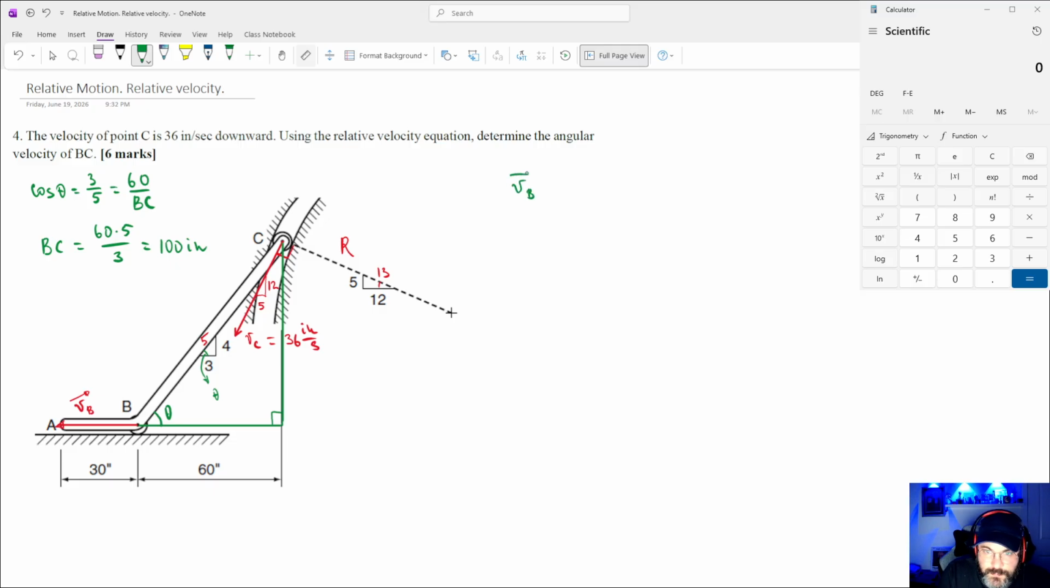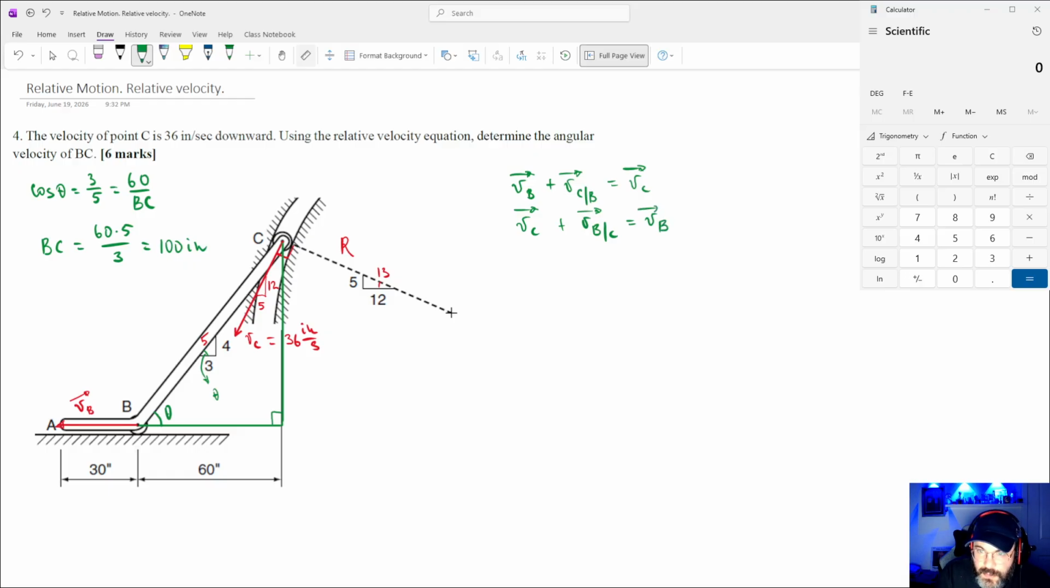Okay, good. So now let's write the relative velocity equation for link BC. Velocity of B plus velocity of C relative to B is equal to velocity of C. This is absolute velocity, this is relative velocity, and this is absolute velocity. Absolute means relative to Earth. Okay, and then velocity of C plus velocity of B relative to C is equal to velocity of B.